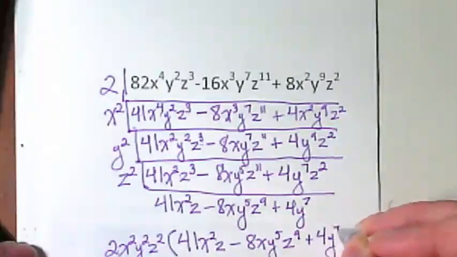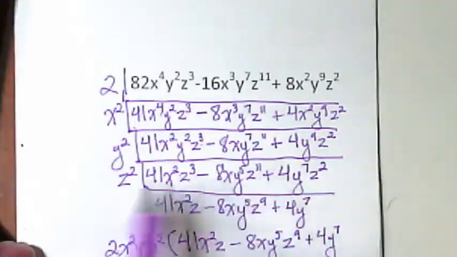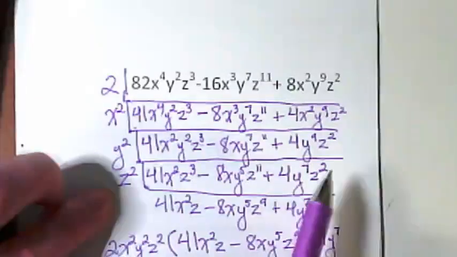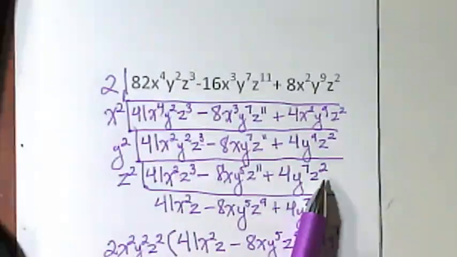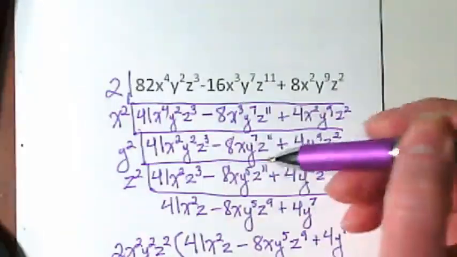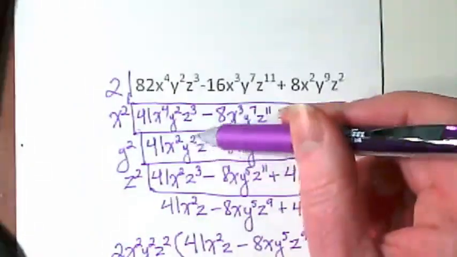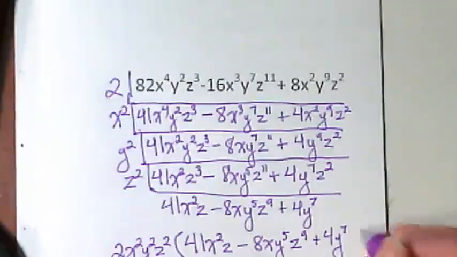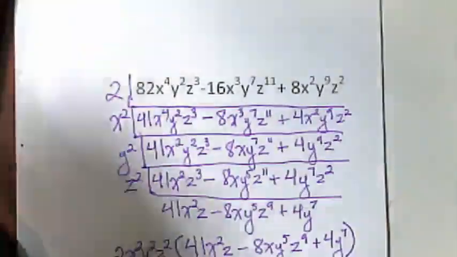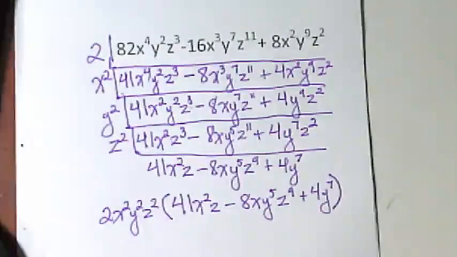Okay, so we are left with 2x squared, y squared, z squared as our GCF times the three terms that we have simplified as we divided things out. We divided z squared out, and so they divided out as a full invisible one. It's actually the same thing that happened to this y squared.